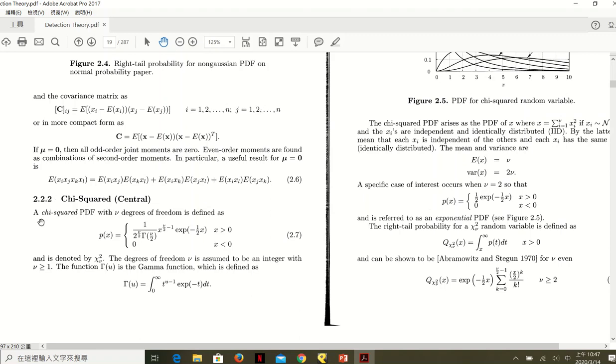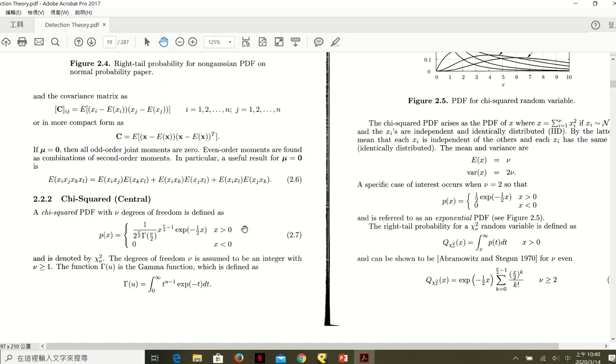The chi-square distribution is a PDF. I'll pronounce this chi as chi, more like a kai. Chi-square distribution PDF with v degrees of freedom. And then let's take a look at its domain.